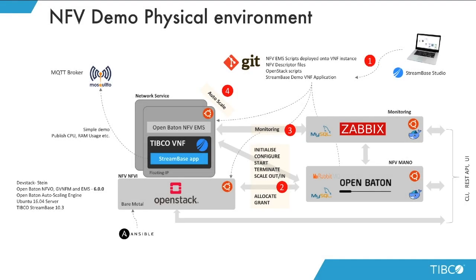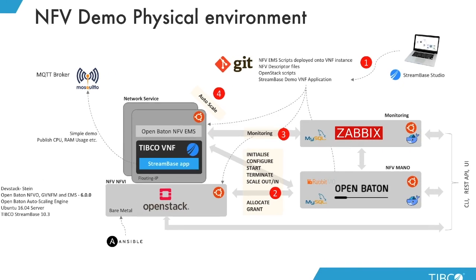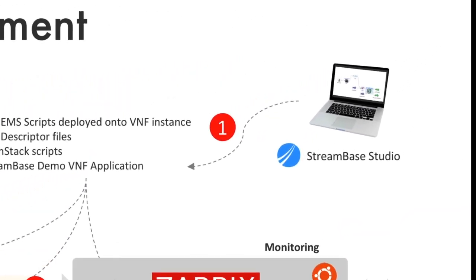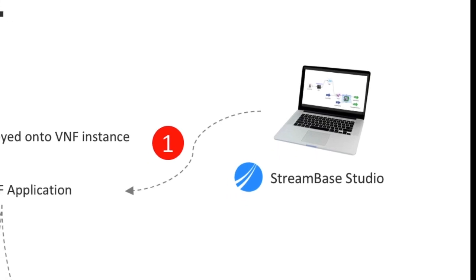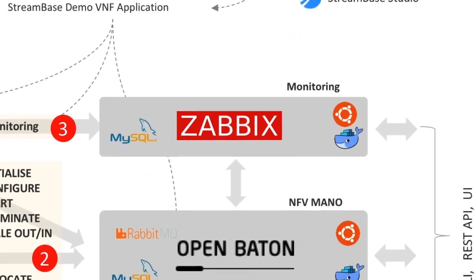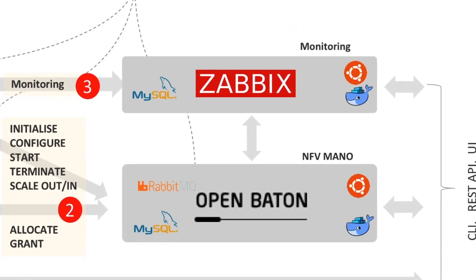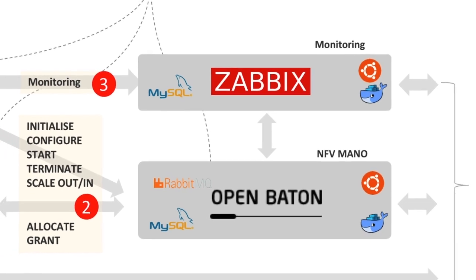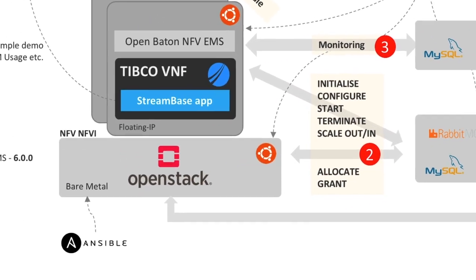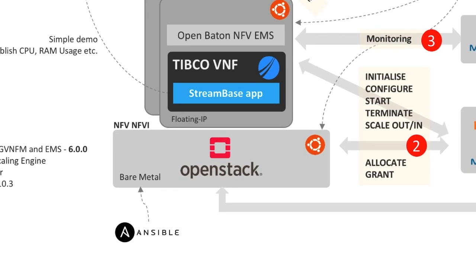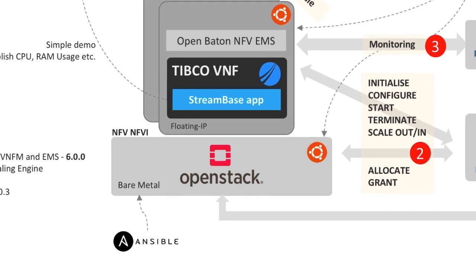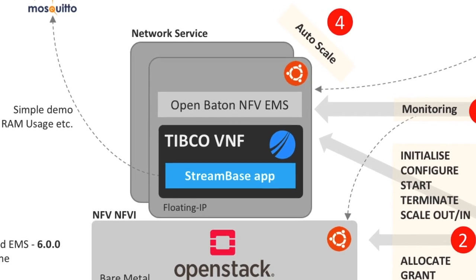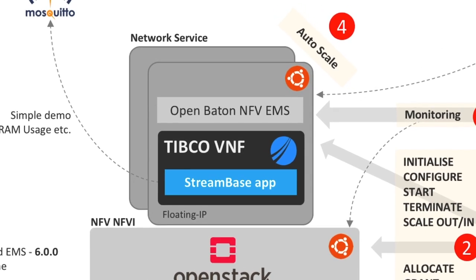So before we get started, let's lastly look at the physical environment that's deployed. So we have our MacBook Pro running StreamBase Studio, where the VNF is going to be developed. We have Zabbix and Baton deployed using Docker containers on their own virtual machines. Then we have OpenStack running on its own bare metal server deployed using Ansible. So OpenStack will be our infrastructure hosting our network services made up from our TIBCO StreamBase VNF.